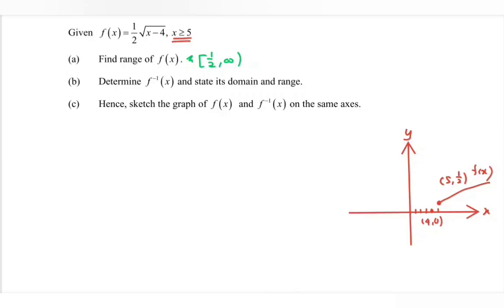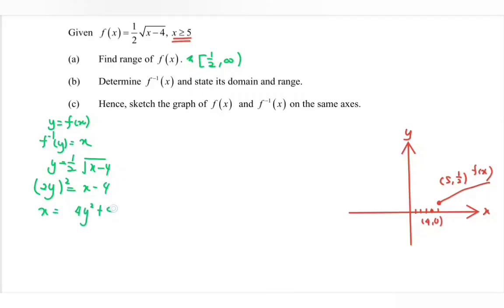Continue. We need to find the inverse. So y is equal to f(x), f inverse of y, where we have x. So let's begin. y equals 1 over 2 square root of x minus 4. So we have 2y, then bracket squared, then we have x minus 4. Then x is equal to 4y squared plus 4. So that will be the inverse. So rewrite the situation: f inverse of x where we have 4 bracket x squared plus 1.